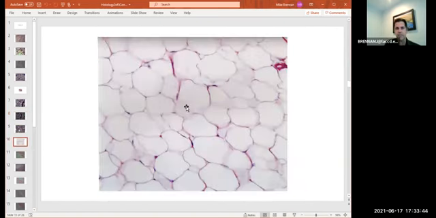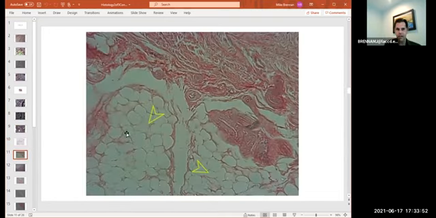Okay, more of the same. Adipose tissue, already talked about that. Really easy to figure this one out when you see it. Adipose tissue here, adipose tissue there, dense irregular connective tissue up here, a little bit of simple cuboidal here. This is the skin.